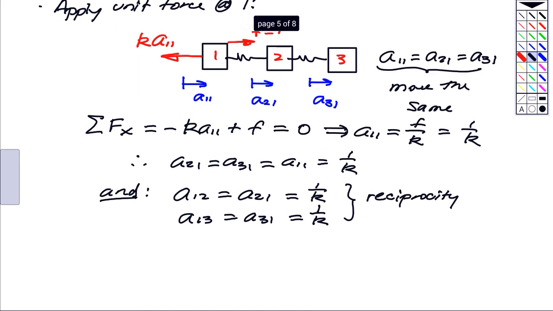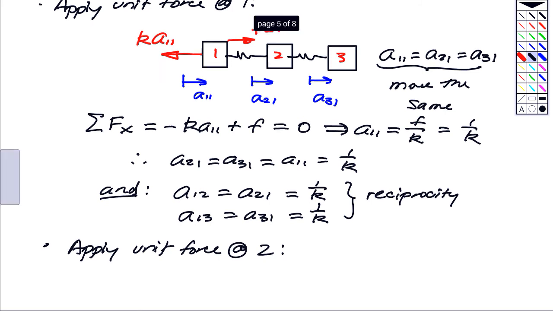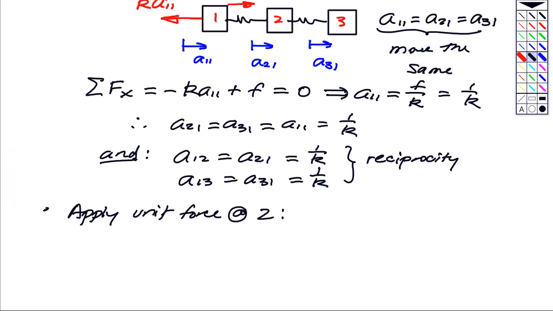So now I'm going to move my applied force to particle 2. The FBD I'm going to draw is just going to be of particles 2 and 3. Again, they're connected by this spring. This is 3, this is 2. There's going to be the applied force of unit size there at 2. And then there's going to be a spring force here.